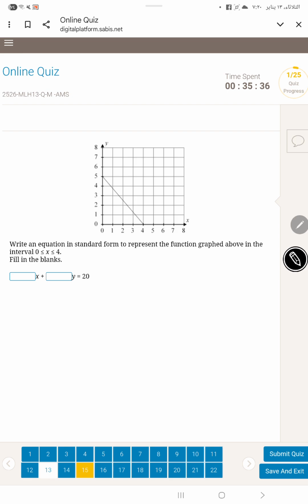Question number 15. Write an equation in standard form to represent the function graphed above in the interval from 0 to 4. Fill in the blanks. So to find the equation of this graph, we use y equals mx plus c. M is the slope, which is y2 minus y1 over x2 minus x1. Let's take these points to find the slope: (4, 0) and (0, 5).